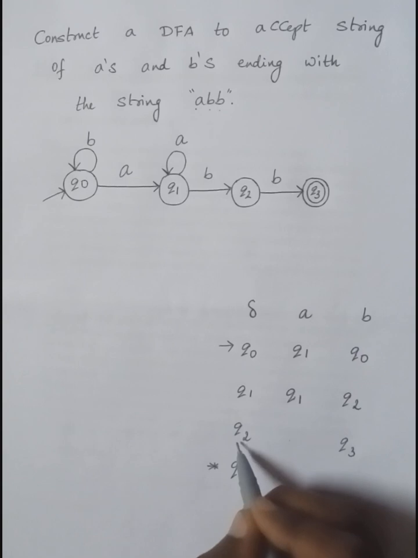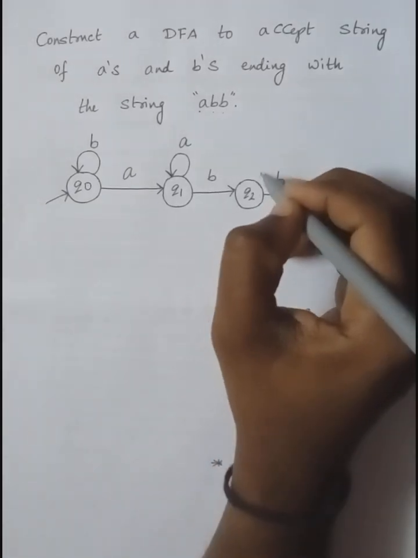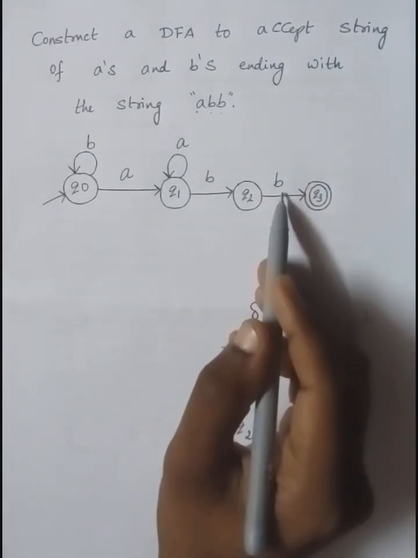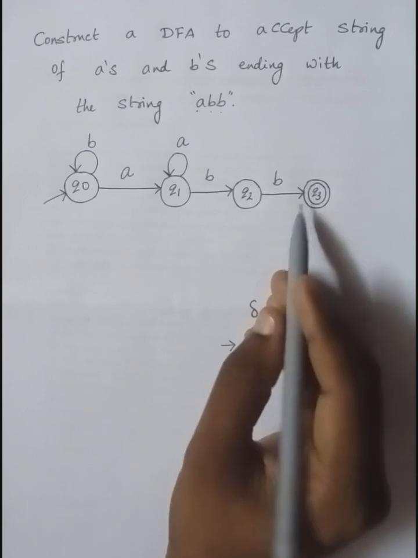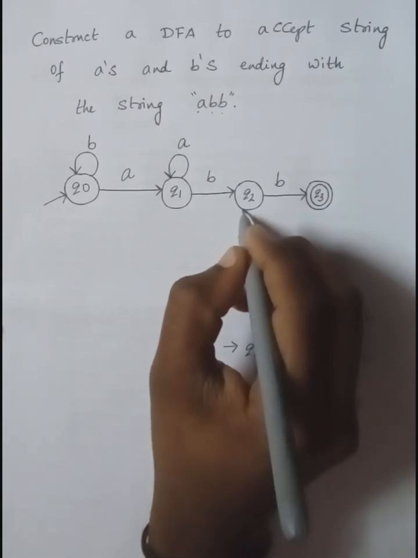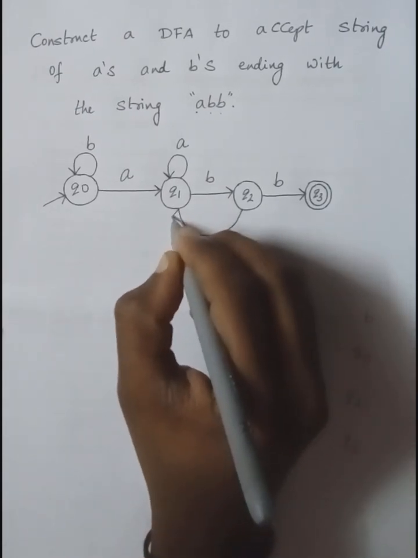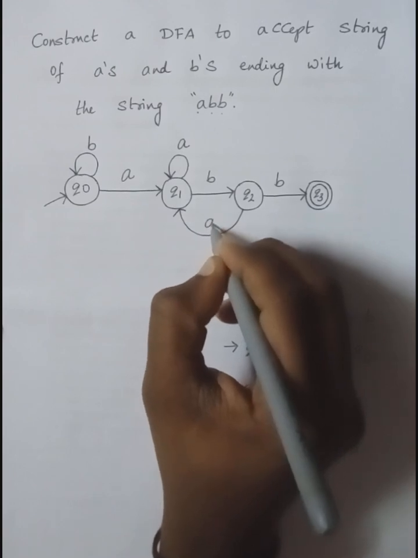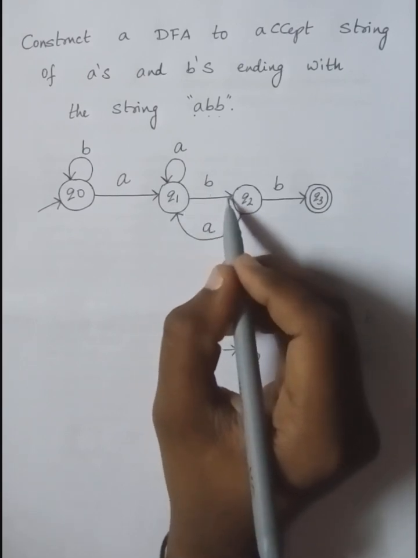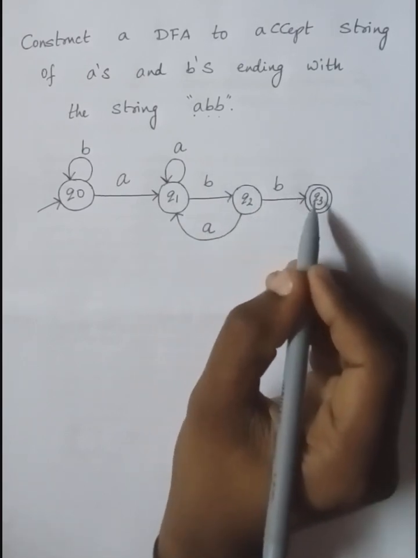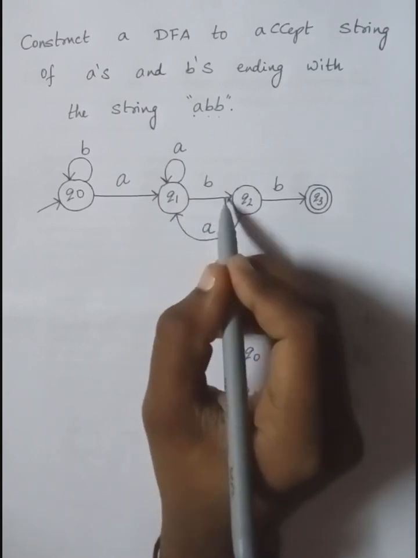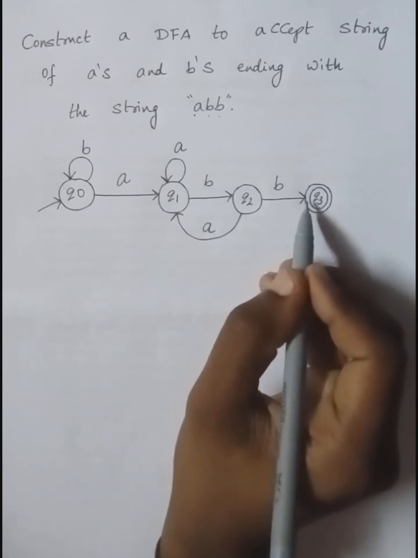Now we want to check for Q2 on A. So if I do a self loop here on A, our base condition of ending with ABB will create a problem. So we can't accept the A input in Q2. So what we'll do, we will revert back, means we'll connect this state to the Q1, so that whenever we have an A input, the machine will go to Q1 state, again it'll take the B input, again it'll take the B input and it will stop at the Q3. Then the condition of ending with A, B, B is satisfied.